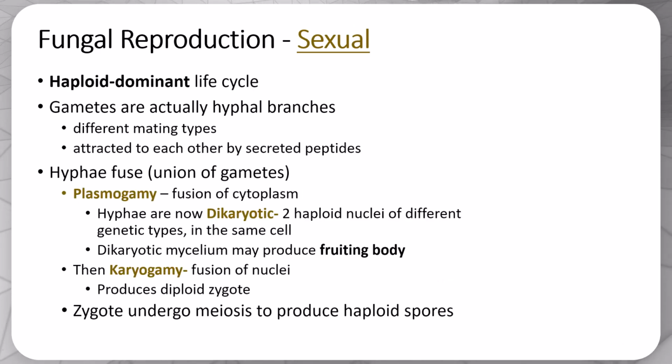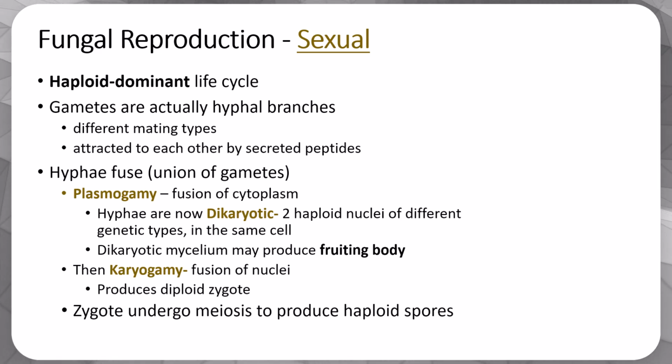So when fungi do sexual reproduction, they have a haploid dominant life cycle, meaning most of their body is actually haploid. And the gametes are actually hyphal branches that have their haploid cell number. They're going to grow together. They actually release peptides into the soil that attract compatible mating types. There's not technically a male and female because they don't have the same size difference of gametes as plants and animals have with sperm and egg, but the hyphae are actually the same size. They just have compatible mating types and they grow together.